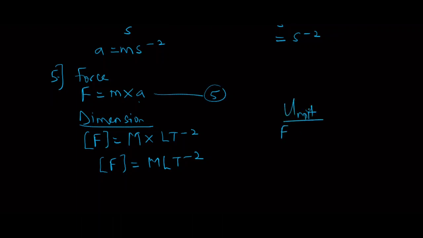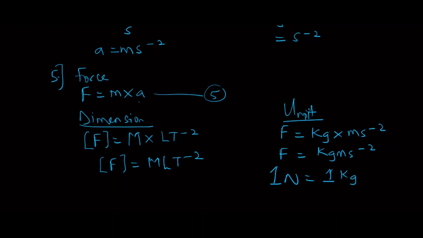The unit for mass is kilogram, while the unit for acceleration is meter per second square, and that will give us kilogram meter per second square. So instead of writing kilogram meter per second square, we can as well write it as 1 Newton is equal to 1 kilogram meter per second square.